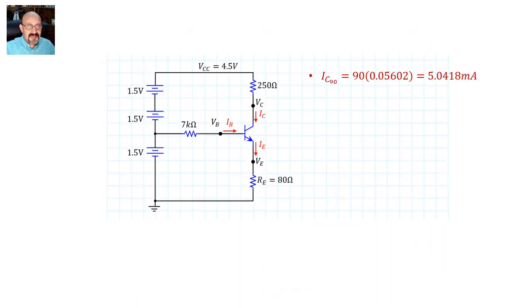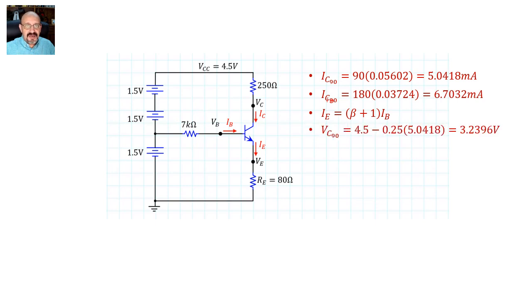So we found in the previous slide the currents for 2 cases. One is the 180, okay? This is the 180, and the other one is the 90. So we find now the emitter currents, beta plus 1 times IB. Finally, we find the voltage on the collector for beta equal to 90 as 4.5 minus the voltage across the 250 ohm resistor, which I'm drawing as kilo ohms, right? This is in kilo ohms, but it's the same as 250 ohms times the collector current, 3.2396. We do it with 180, okay? So that gives us 2.82.